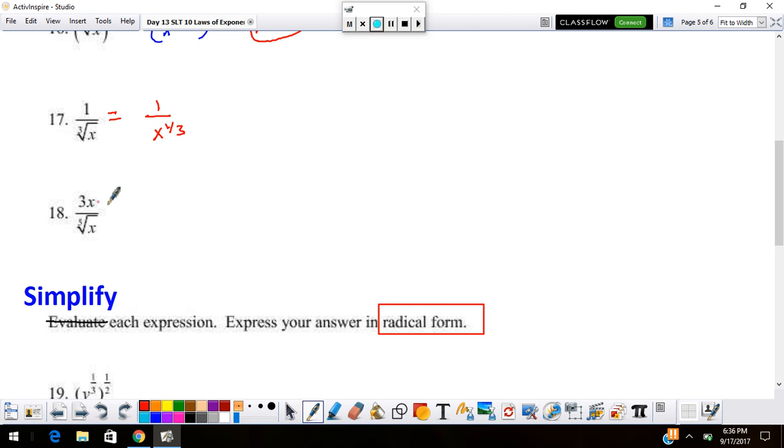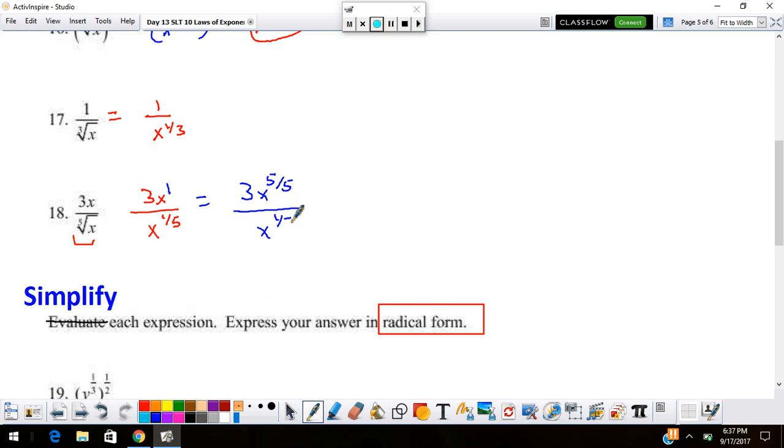Alright, so number 18, we're going to start the way we started all the others. We're going to take our 5th root of x and make it x to the 1/5. And before we all panic, we have x to the first power up here. I'm immediately going to think of this x to the first power as x to the 5/5 power. Because it's very easy to subtract 5/5 minus 1/5.